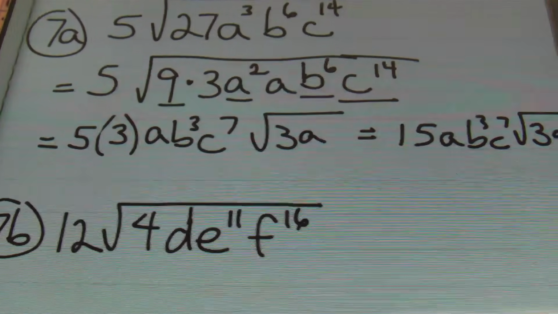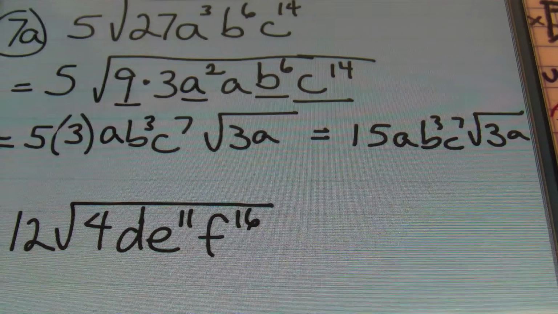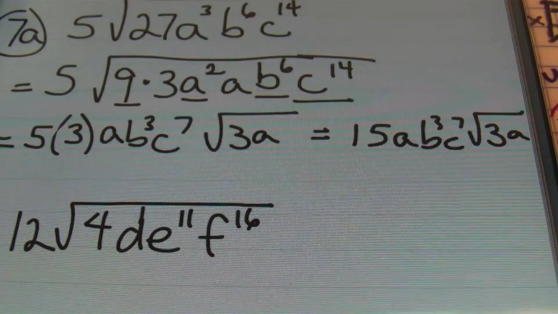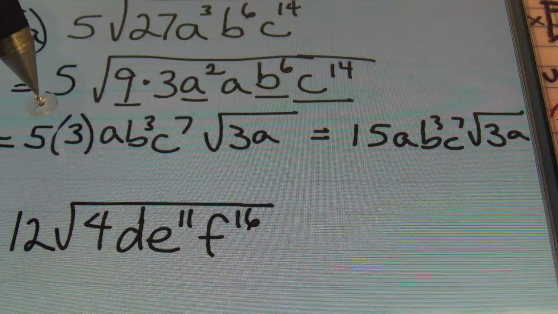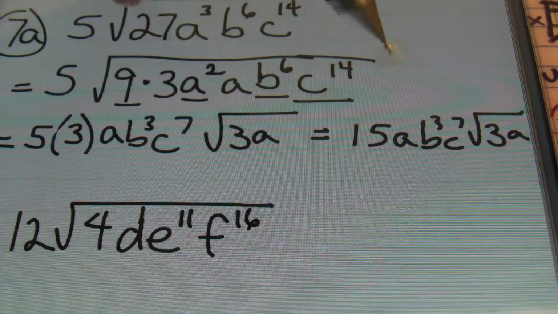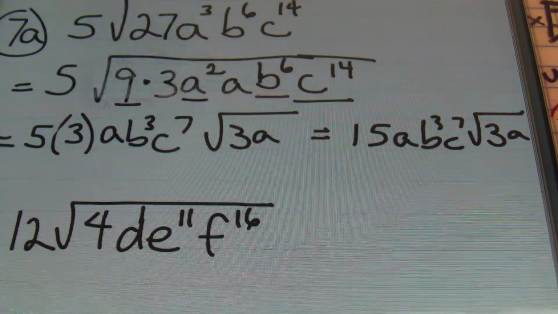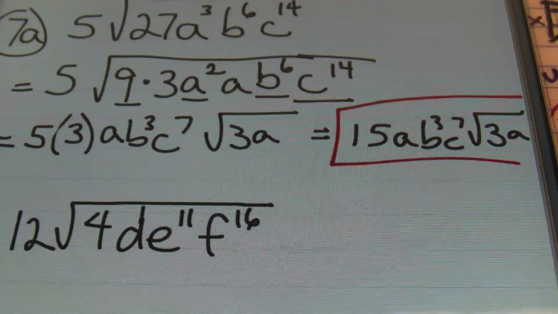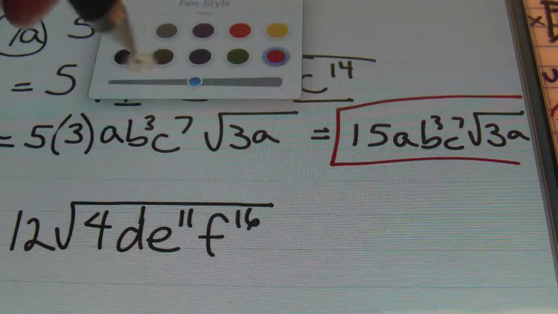All right, let's go ahead and move it over so you can see what I'm talking about here. We had 15ab cubed c to the 7th power times the square root of 3a, and that was the result of us multiplying that 5 times 3, and then of course just bringing everything else over. I'm going to put a red box around this. All right, so that's my answer there. Done and done. Good stuff.